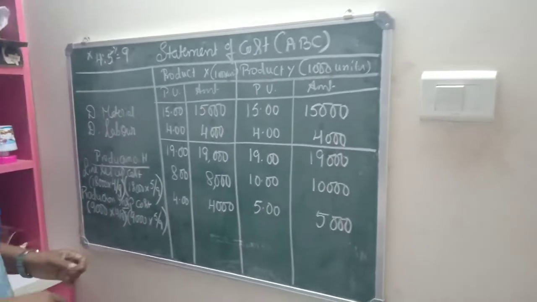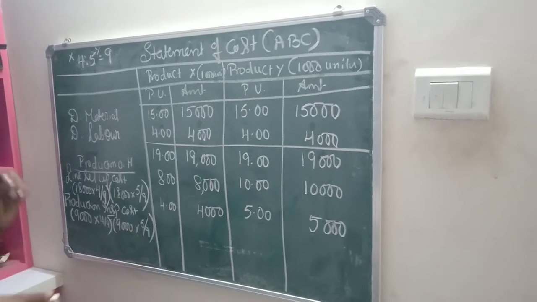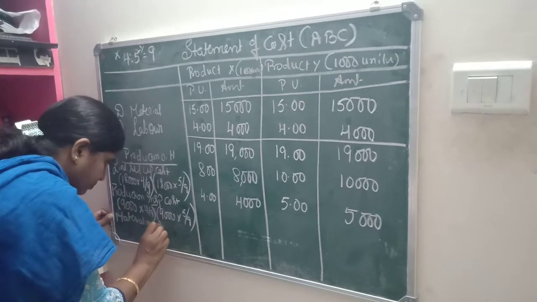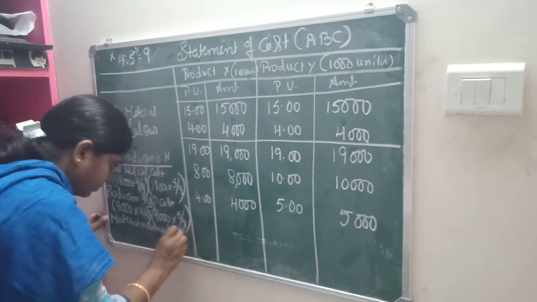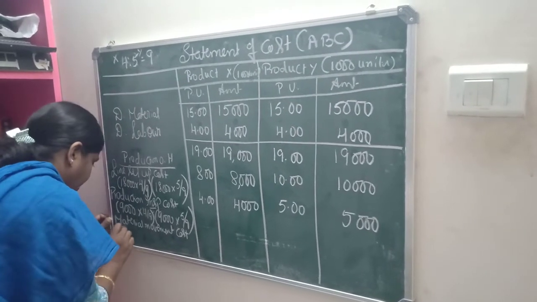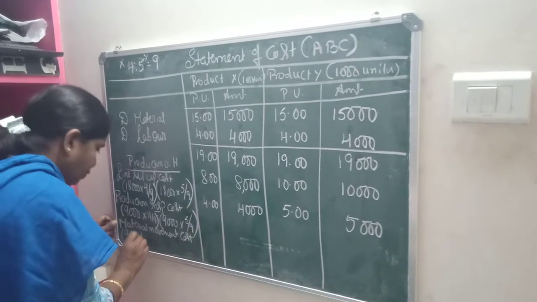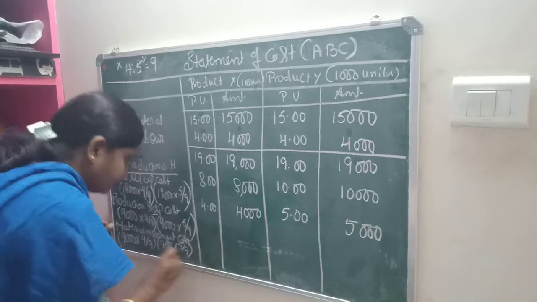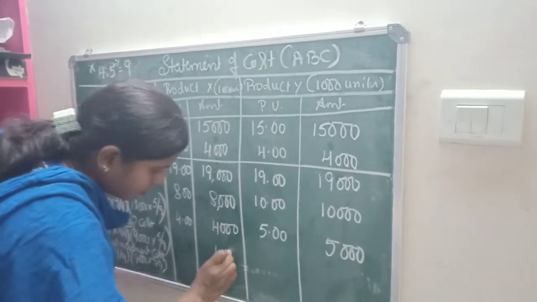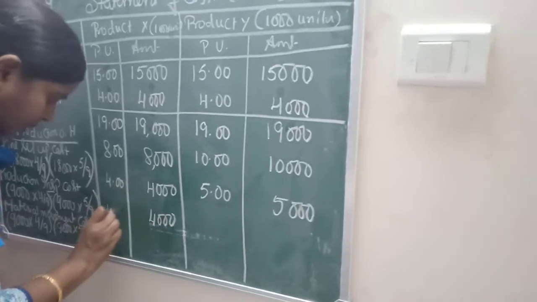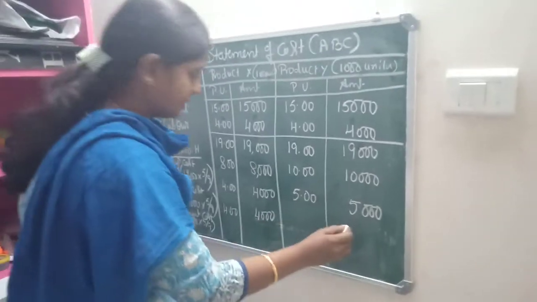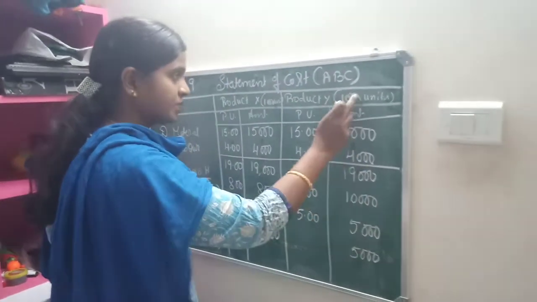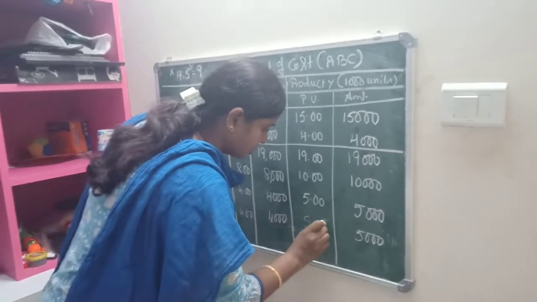Next and last is material movement cost. Here the same 9,000 rupees is divided, 9,000 into 4 divided by 9 and 9,000 into 5 divided by 9. Therefore, 4,000 rupees for product X, per unit is 4 rupees. Same for product Y, 5,000 rupees, and 5,000 rupees divided by 1,000 is 5 rupees per unit.